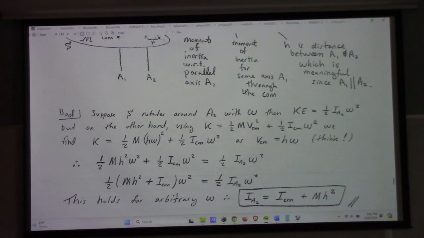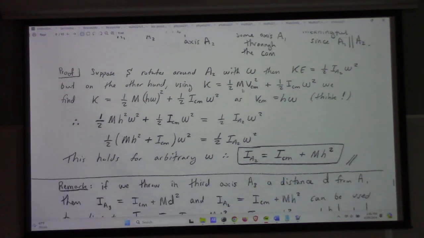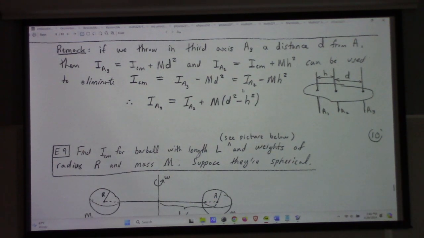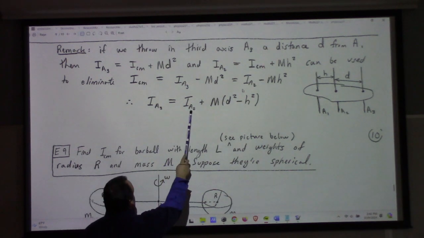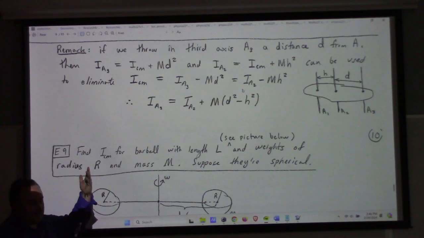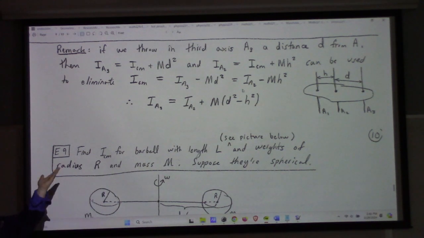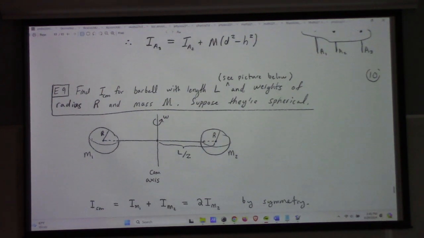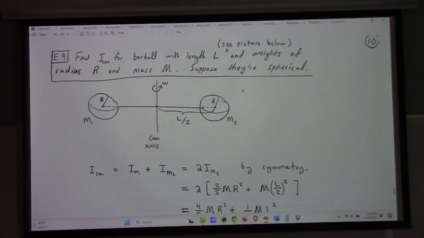Let me show you an application of this. You can also relate the moment of inertia around two parallel axes which are not center of mass axes. That's how they're related. I never use this, but there it is. Great. That was the idea.